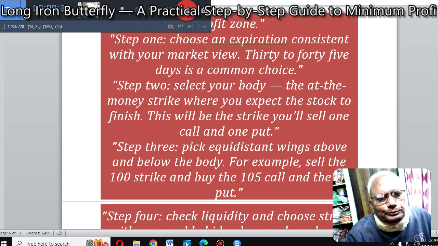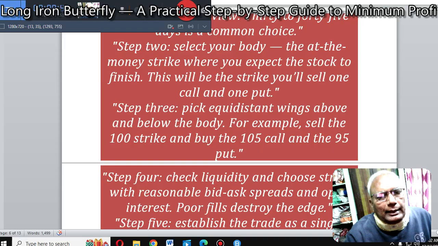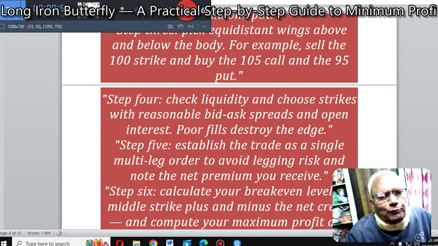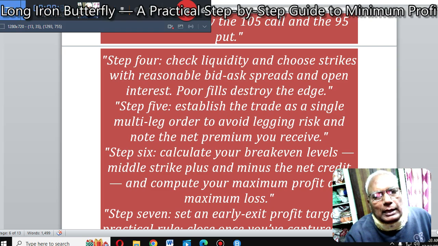Step 3. Pick equidistant wings above and below the body. For example, sell the 100 strike and buy the 105 call and the 95 put. Step 4. Check liquidity and choose strikes with reasonable bid-ask spreads and open interest. Poor fills destroy the edge. Step 5. Establish the trade as a single multi-leg order to avoid legging risk and note the net premium you will receive.